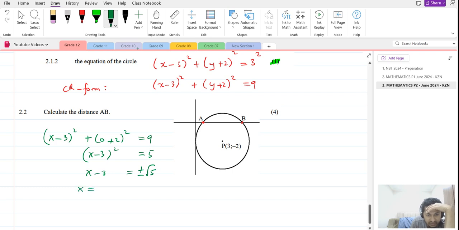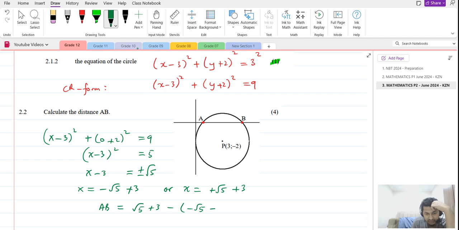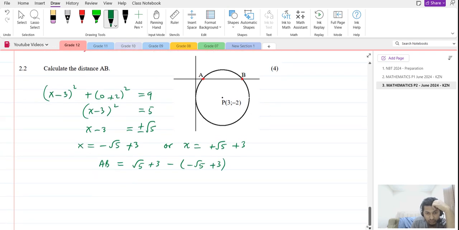So x is equal to 3 minus root 5, or x equals 3 plus root 5. So if I want the distance AB, take that value minus this value. So distance AB is equal to root 5 plus 3 minus negative root 5 plus 3. So what we notice is that we're getting root 5 plus 3 plus root 5 minus 3.